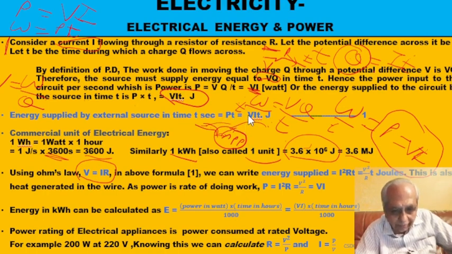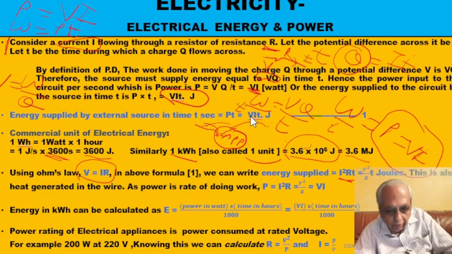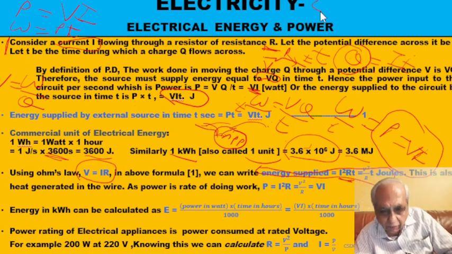Energy supplied is VIT. So in place of V, you write IR, and I will get I square RT. So I can also say that energy supplied is I square RT instead of VIT. Or in place of I, you write in terms of V: I would be equal to V upon R, so I will get V square upon RT. So energy supplied can be written in three ways: either VIT, or I square RT, or V square upon RT. These are the three formulas for energy.